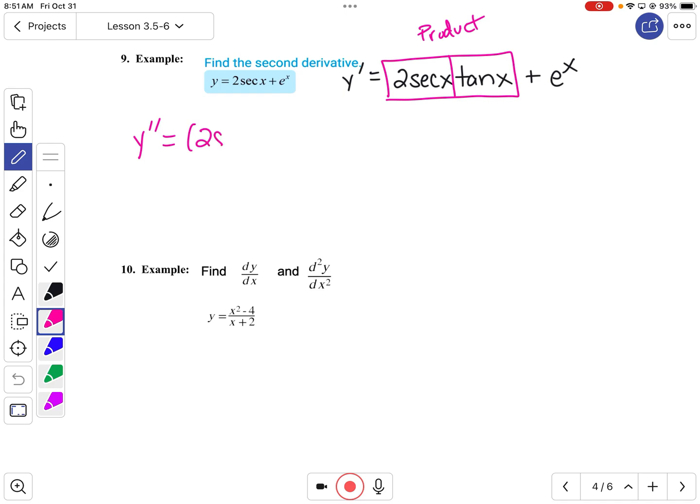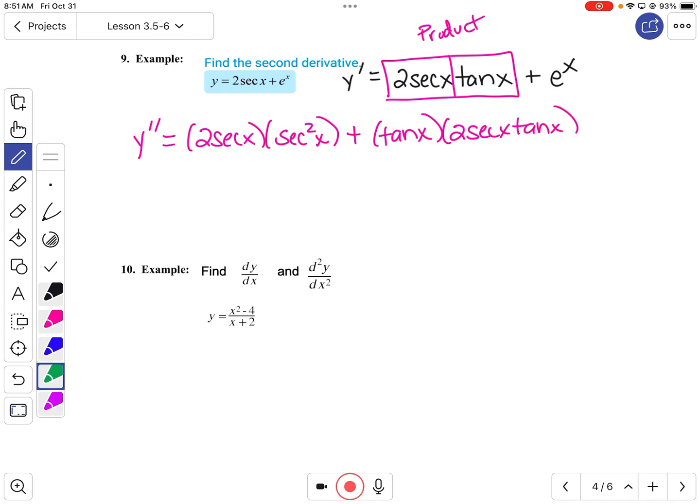So, here we go. First, so 2 secant x times derivative of the second, what's the derivative of tangent? Secant squared, plus second, so tangent, derivative of the first, which would be 2 secant x tangent x. All right, so that escalated quickly, okay? And then the derivative of e to the x. Praise the Lord, okay? So e to the x is e to the x. So let's simplify a little. There's not going to be a lot we can do right here. Okay, so y double prime.